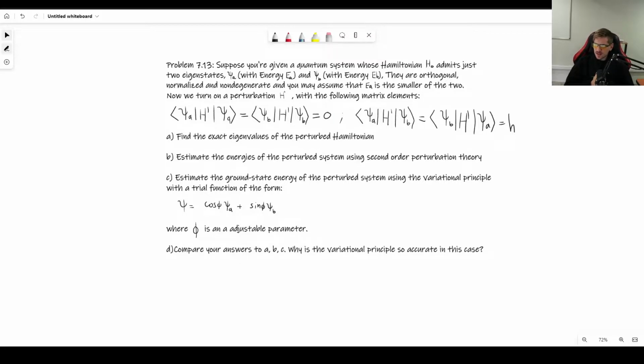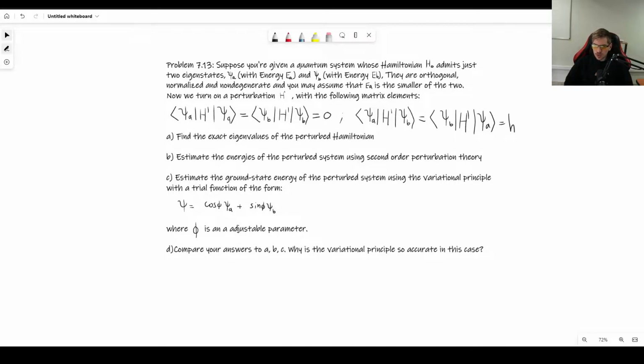It says, suppose you're given a quantum system whose Hamiltonian H0 admits just two eigenstates, psi A with energy EA and psi B with energy EB. They are orthogonal, normalized, and non-degenerate, and you may assume that EA is the smaller of the two.